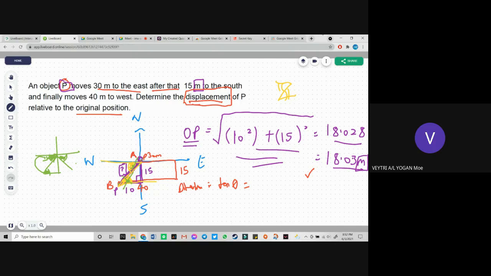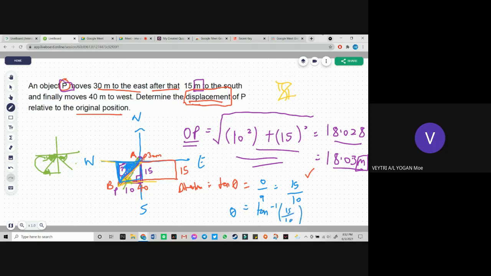Now, can you find the angle? Definitely yes. You already know this is the angle. But which value should you take? Why worry? Do you know why? Because this is a triangle, right? If you draw this, this is also a triangle. So the value will be the same. Basically you're taking this angle. So when you're taking this angle, its tangent equals opposite over adjacent, right? Opposite is 15 over 10. Tangent theta equals 15 over 10. Theta equals tangent inverse 15 over 10.